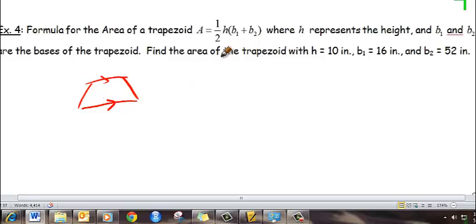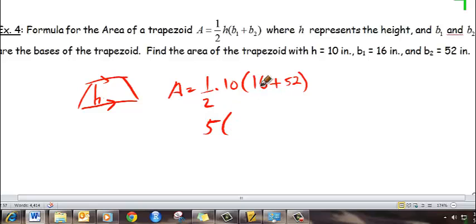Alright, so we got two heights. We got the height, which is this height, always perpendicular. We got the two bases, base 1, base 2, or base 1, base 2, doesn't matter. So the area is just going to be 1/2 times the height, which is 10, times the sum of the bases, 16 plus 52. Now for the order of operations, you got to do your addition, but you can do this half of 10 right now.